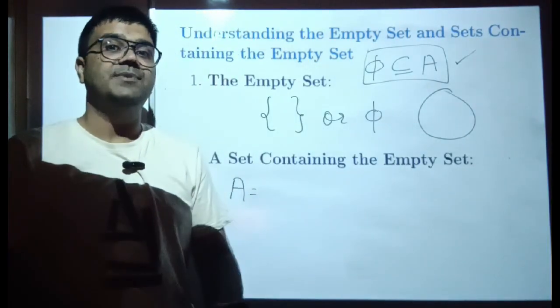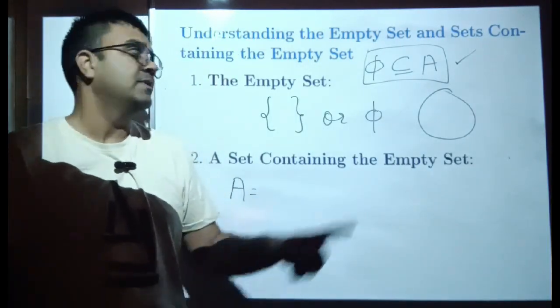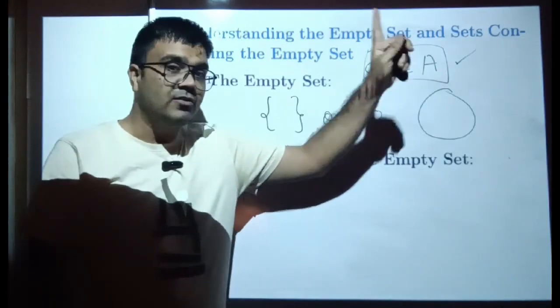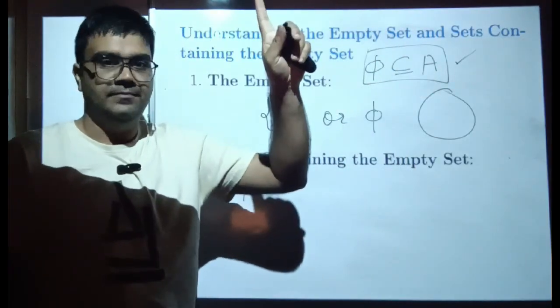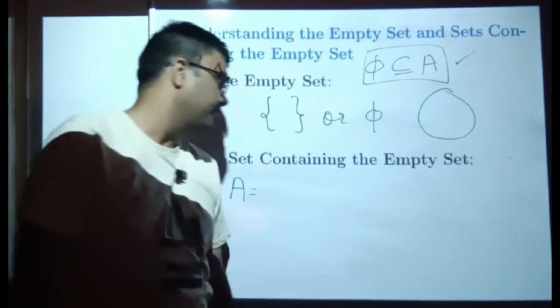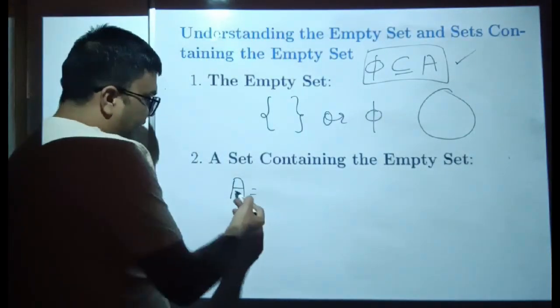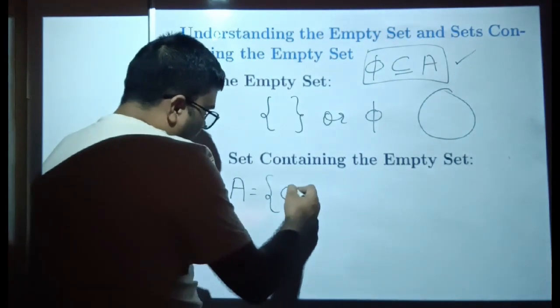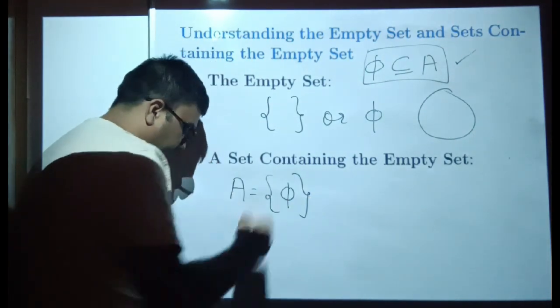I am talking about subset. I am not talking about element of. Phi is a subset of A. I am not saying phi belongs to A. This is the case I am going to talk about now. Phi belongs to A. I am having a set A. Its only element is phi.